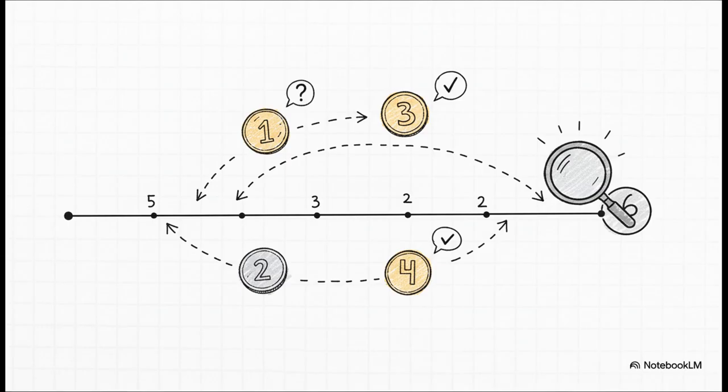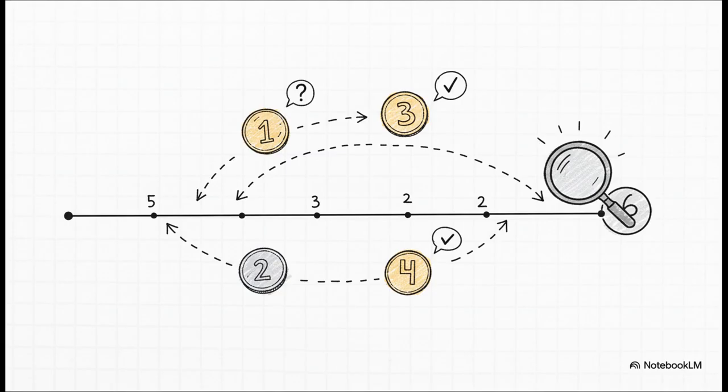I love this way of thinking about it. Imagine a number line, from 0 all the way to your target amount. To figure out the best way to get to, say, position 6, you don't have to guess. You just look backwards at the spots you've already solved. You can ask, hey, what was the best answer for 5? I can just add a 1 coin to that. Or, what was the answer for 3? I can add a 3 coin to that.